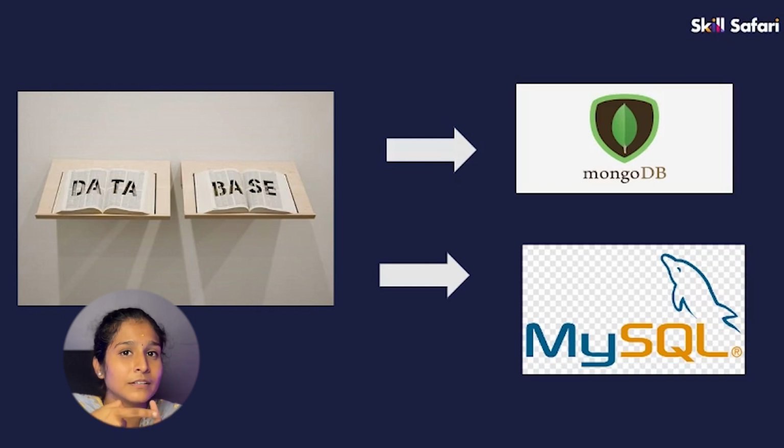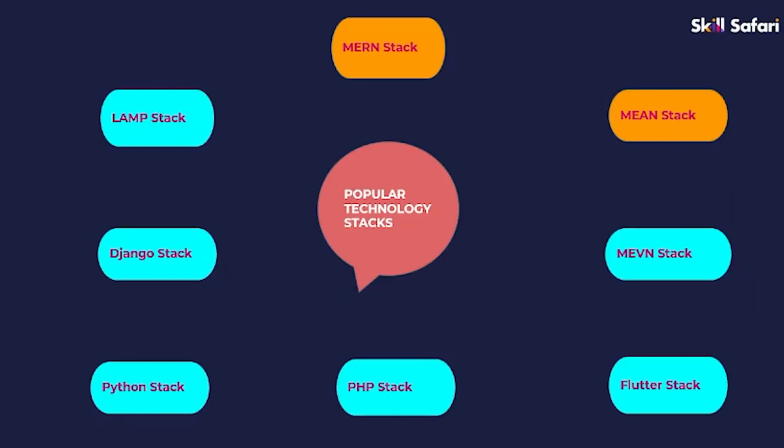So we have completed the front end, back end and database. Front end technologies are HTML, CSS, JavaScript, Bootstrap, React.js, and in back end we'll be learning Express.js and Node.js, and in database we'll be learning MongoDB and MySQL. That's all about the subdivisions of full stack web development. Next we go on to the popular technologies in full stack web development.